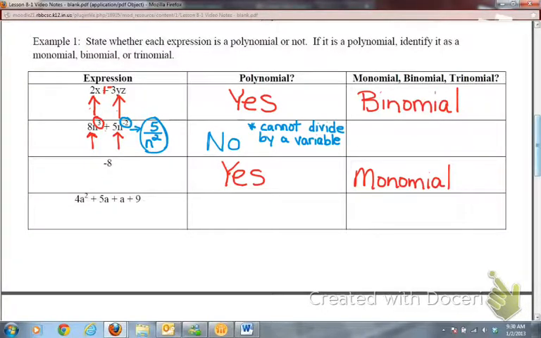Okay, last one. This could look a little bit familiar. All plus signs, that's a good thing. No dividing, another good thing. We have 4a squared, 5a, another a, and then the number 9. It's definitely a polynomial. So yes, because it is the sum of monomials there.